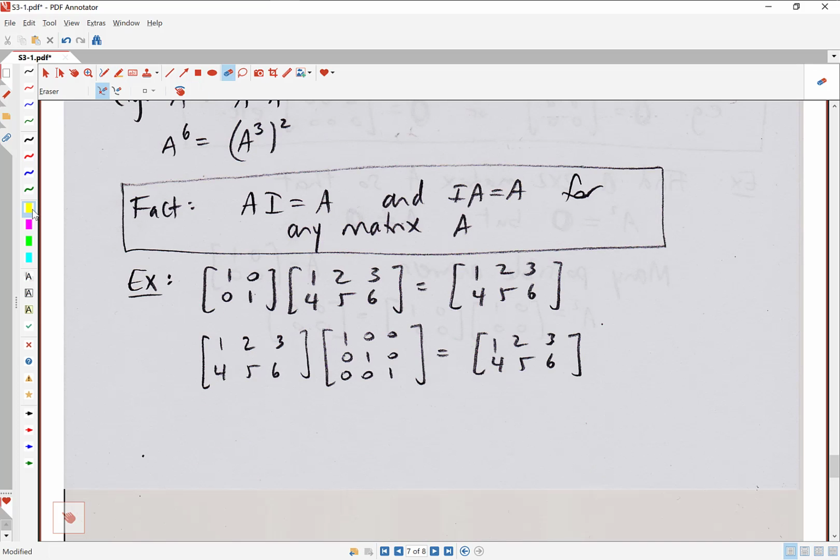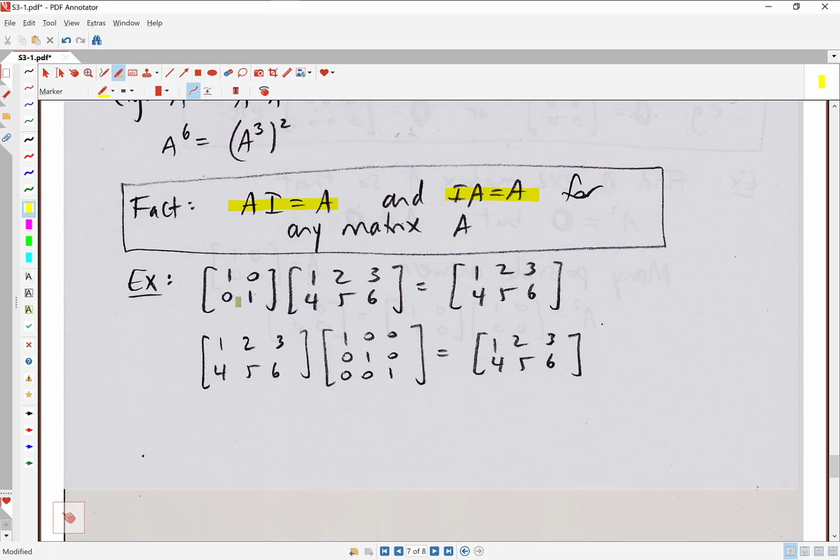Now we need one more fact before we can get into an example. Remember, when we write I, we mean the identity matrix. So if you're talking in a 2 by 2 context, it would look like this. Or if you were talking 3 by 3, 1's along the main diagonal, 0's everywhere else. So our fact says that if you take A times the identity matrix, you get A. And that's also true if you do it in the other order. I times A equals A for any matrix A.